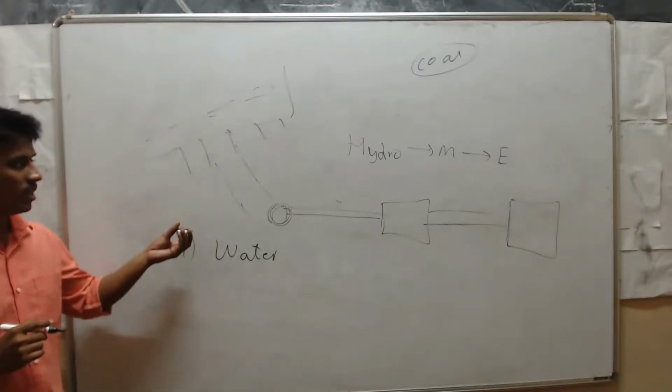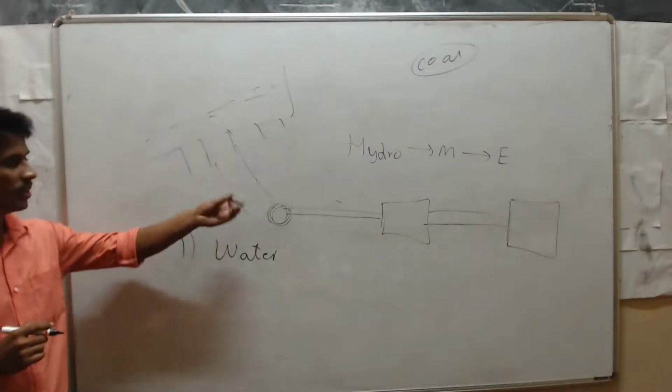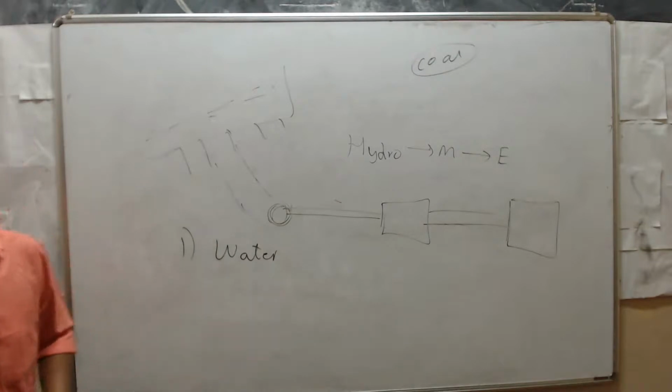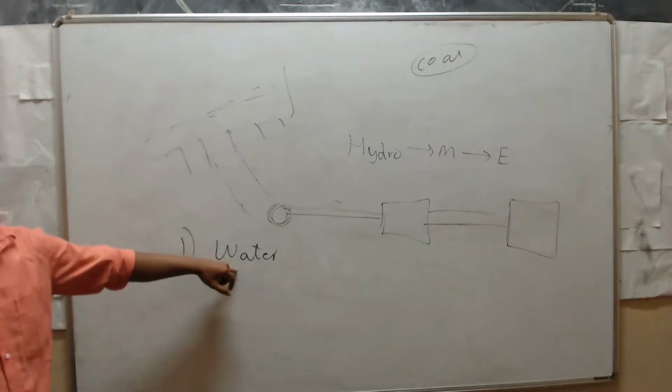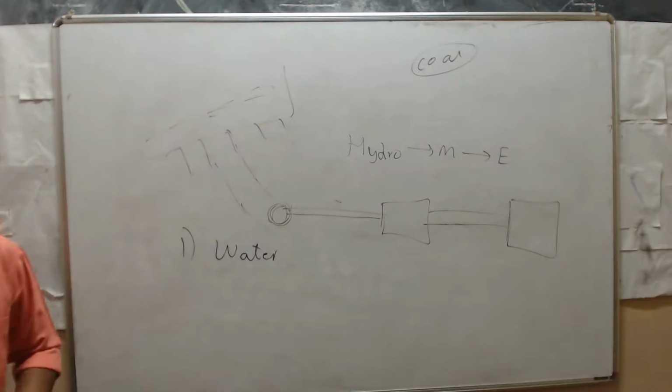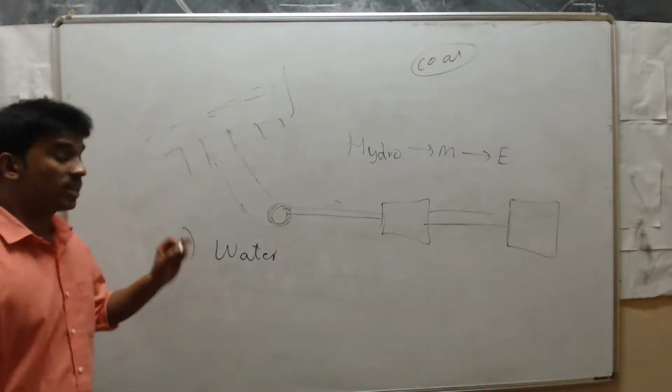So here also, if you construct once, there is no need to construct again and again. And it is a cheap source of energy. First, the fuel here is water only, and it is a cheap source of energy. Next, the energy used is flowing water, which is a renewable source of energy.